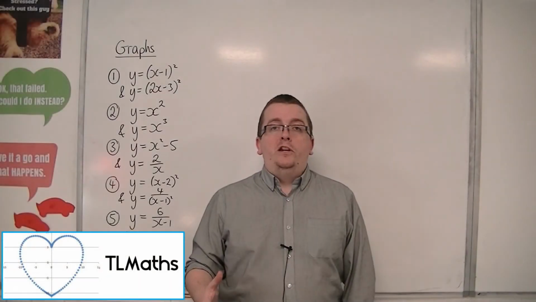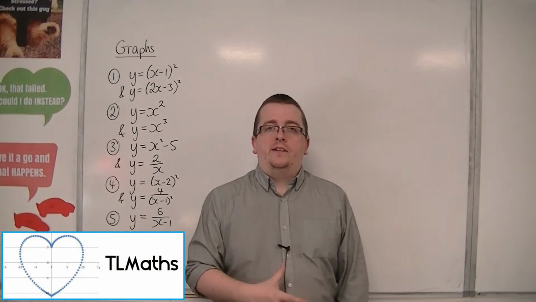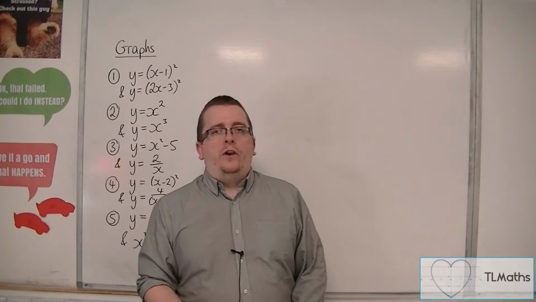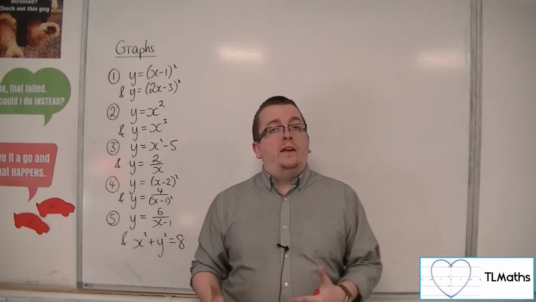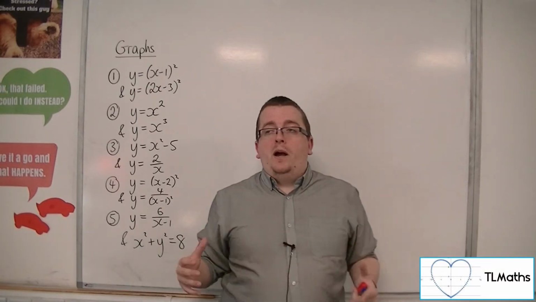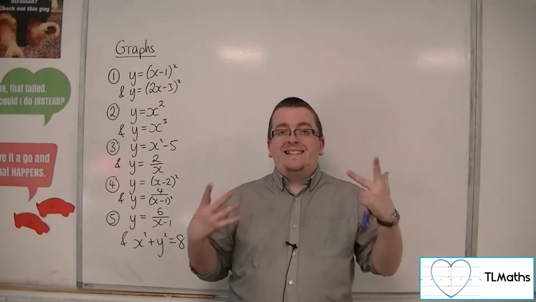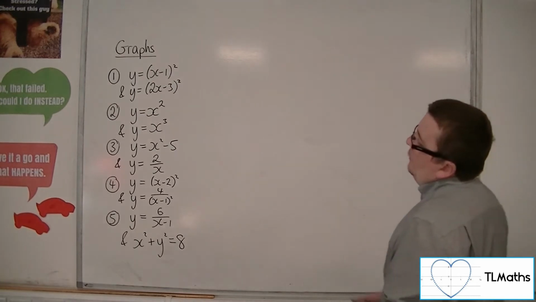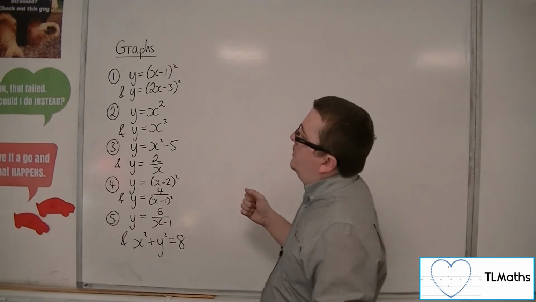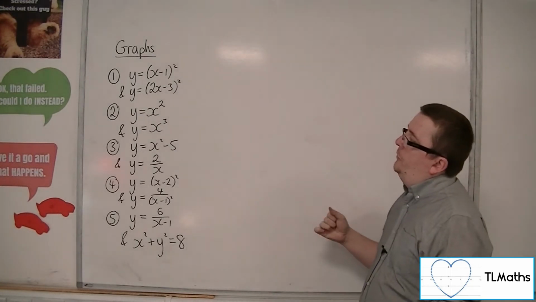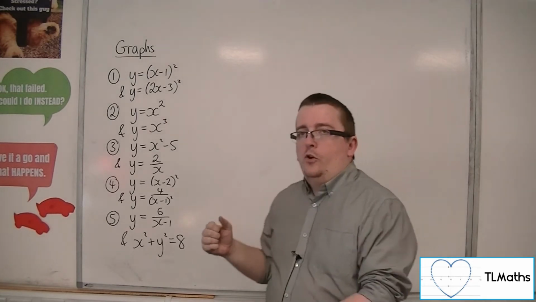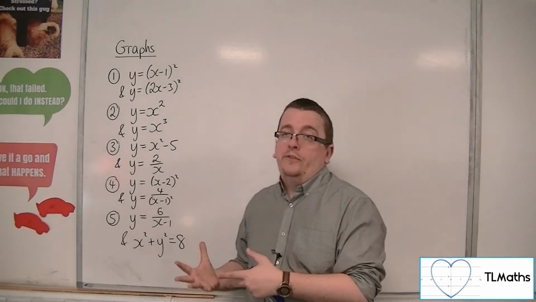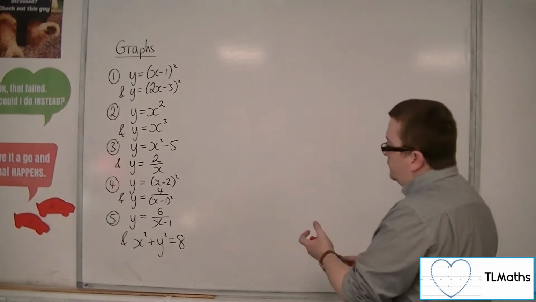In this video, we're going to be looking at curves intersecting other curves. We're going to be using a similar process to what we've used before, but the algebra usually gets a little bit more complicated. If we have a look at number 1, we've got y is equal to (x minus 1) squared and y equals (2x minus 3) squared. So we actually have two parabolas intersecting one another.